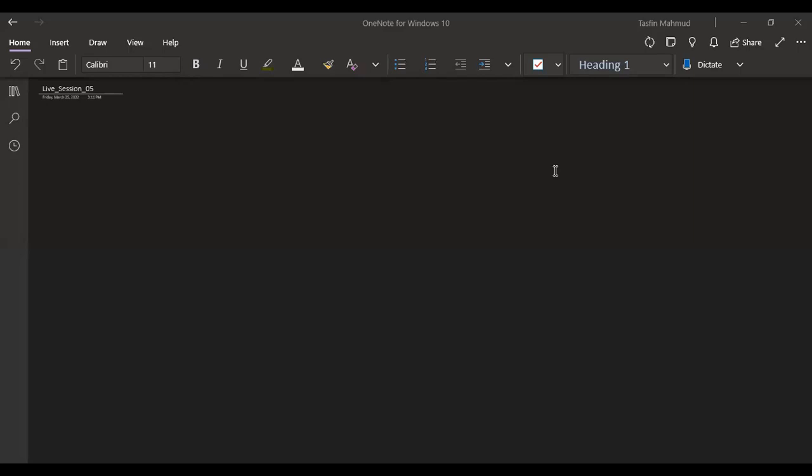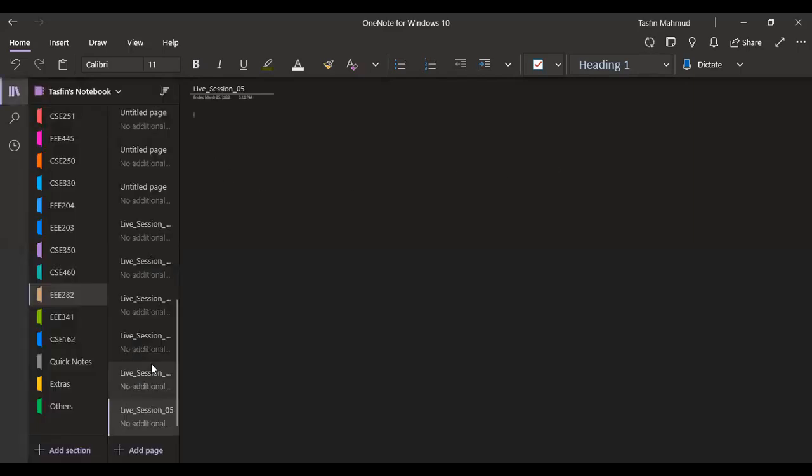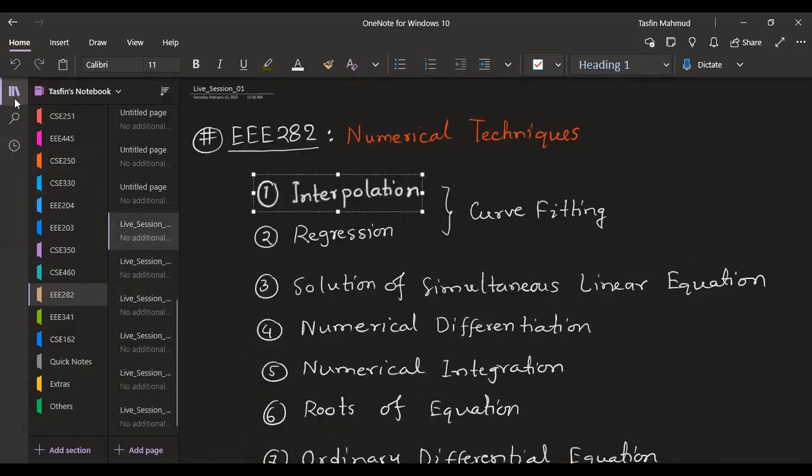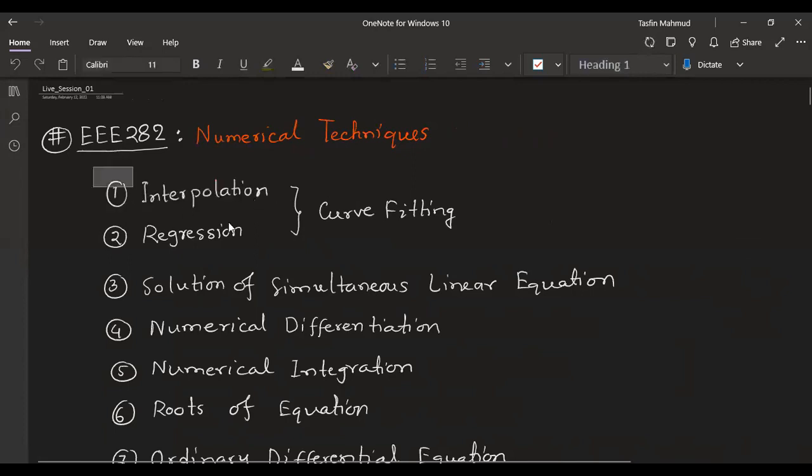So today we will discuss simultaneous linear equations. If you can recall, here were the topics that we are supposed to cover. The first one was interpolation, and the second one was regression. We did the regression part in the offline lab.